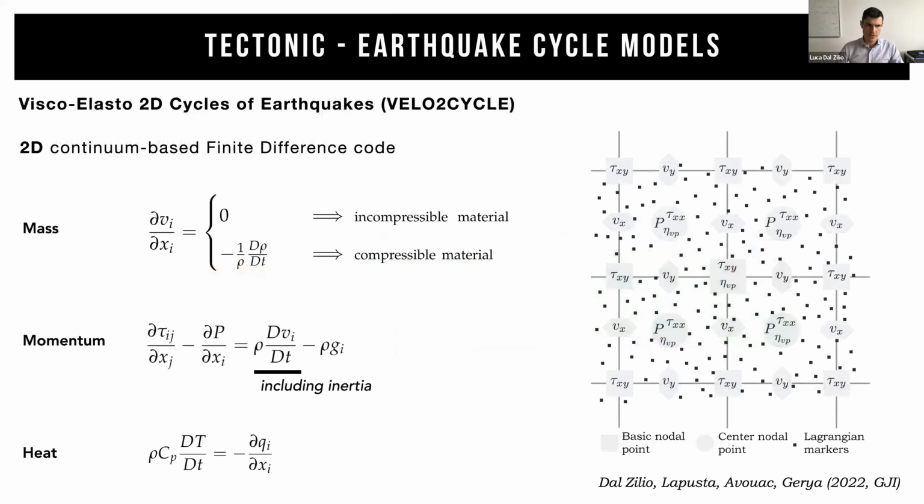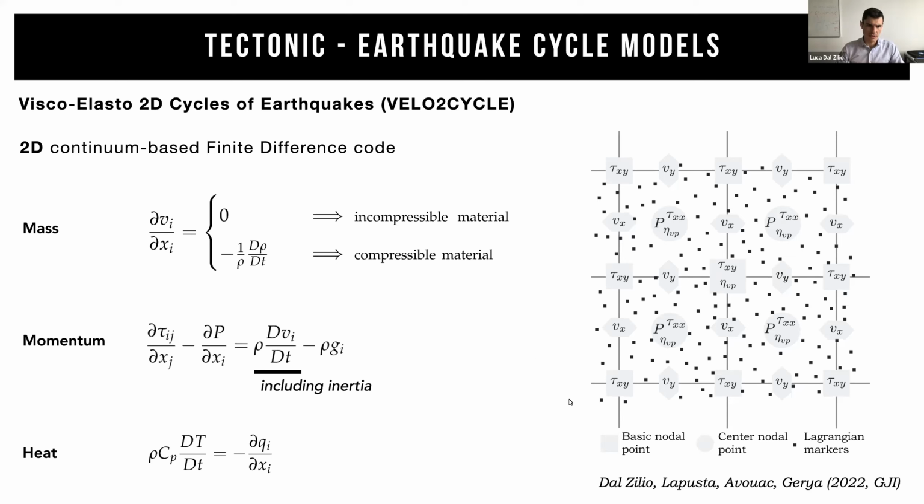So to do that, we decided to develop a new tectonic and earthquake cycle model, which we call here VEL2 cycles. It is a viscoelasto 2D cycles of earthquakes model, a 2D model in finite difference, where we can solve the fundamental equations of conservation of mass, momentum, and heat.